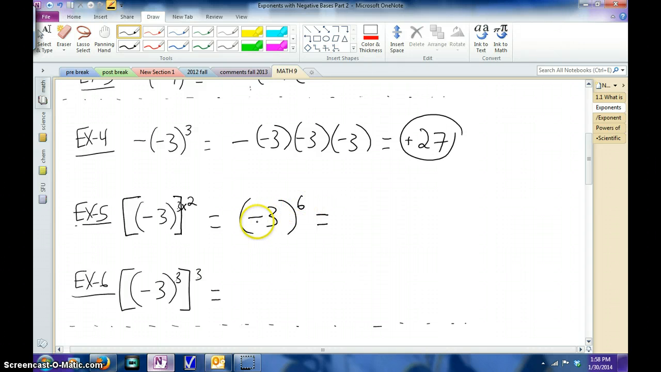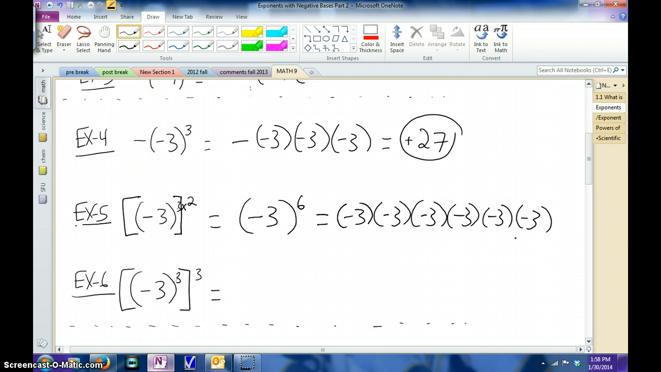Even number of negative signs. If you don't believe me, here they are. We'll write out negative 3 times itself 6 times. And there are 1, 2, 3, 4, 5, 6 negative signs, which means it's going to be positive. Now the tricky part is, what is 3 times 3 times 3 times 3 times 3 times 3?